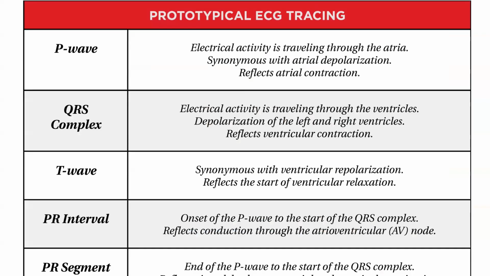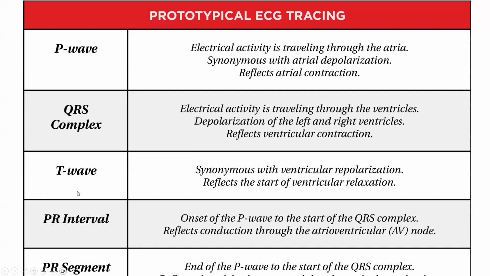So let's go into the details of each wave. The P wave reflects atrial contraction, synonymous with atrial depolarization. The QRS complex reflects ventricular contraction, that means depolarization of the left and right ventricle. The T wave reflects ventricular relaxation, synonymous with ventricular repolarization. These are the different names you often come across. You should understand what they really mean.